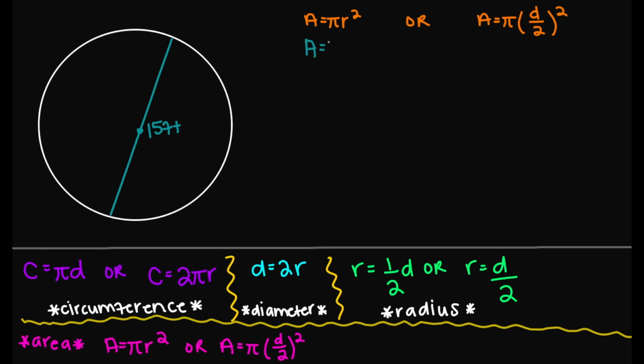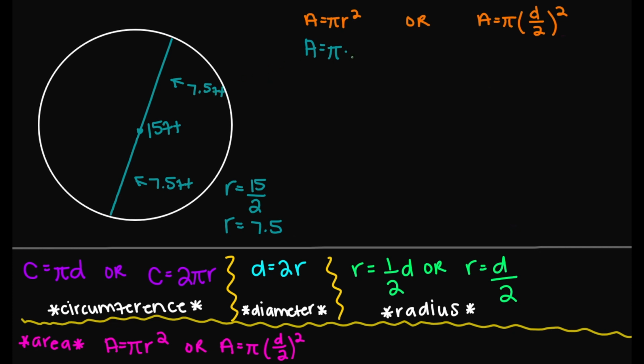If I need to find the area, we're going to do A equals pi times r squared. Remember, if my diameter is 15, how do I find my radius? That's going to be half of your diameter. So 15 divided by 2 is going to equal 7.5. So we know that my radius here is 7.5 feet, and my radius on this side is also 7.5 feet.